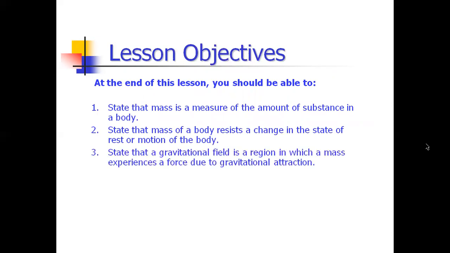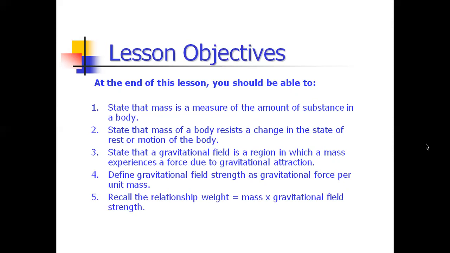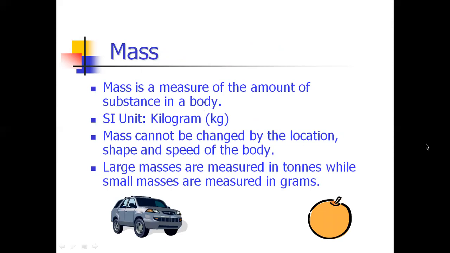The third objective is what we mean by the gravitational field and the strength of the gravitational field. And the fourth is the gravitational field strength: what we mean by it and how it affects the weight of objects. And the last objective of this lesson is that we should know about the relationship of weight and mass with each other.